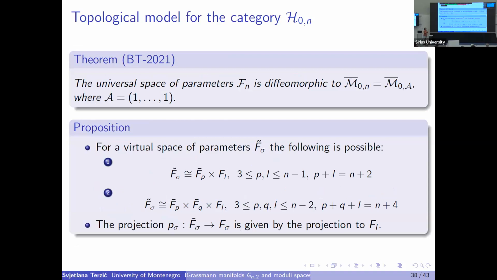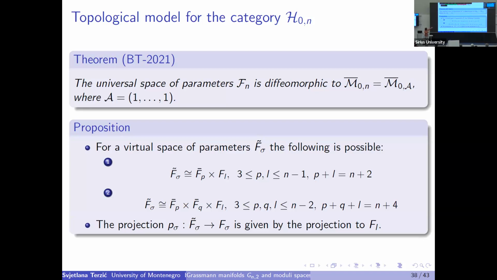Our universal space of parameters Fn, which we constructed by the method of wonderful compactification in our recent work, we prove is diffeomorphic to the space M bar 0 A. It's M bar 0n, which is the Deligne-Mumford compactification, where A is equal to 1, 1, 1. For the virtual spaces of parameters, we can prove all this topologically using local coordinates, right down in local coordinates. For the virtual spaces of parameters, we prove the following formula.